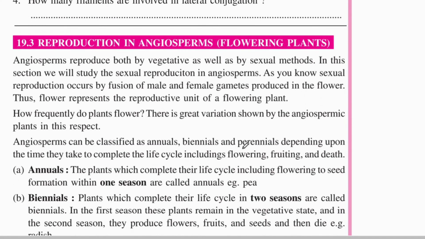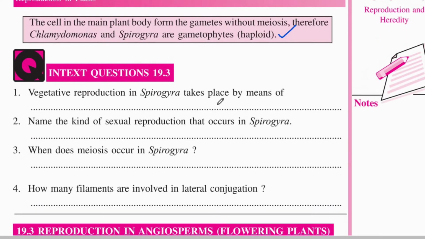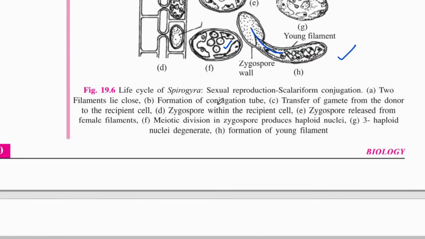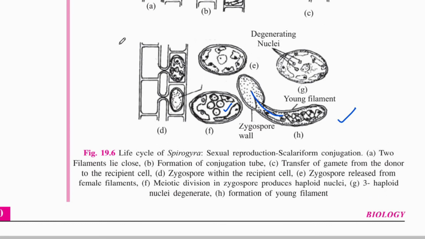And in the next class, we'll be learning about reproduction in higher plants, the angiosperms, the flowering plants. We'll be studying it in detail in the next class. So this is for the first session, not first session, this is actually the third session in this topic. This is for today. Thank you.